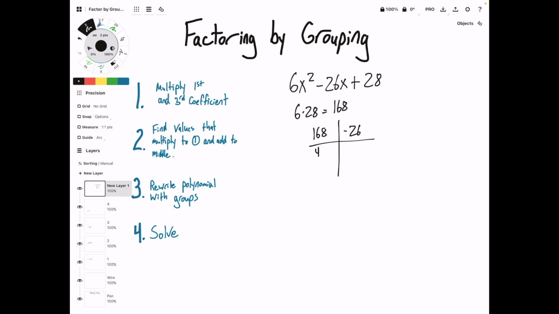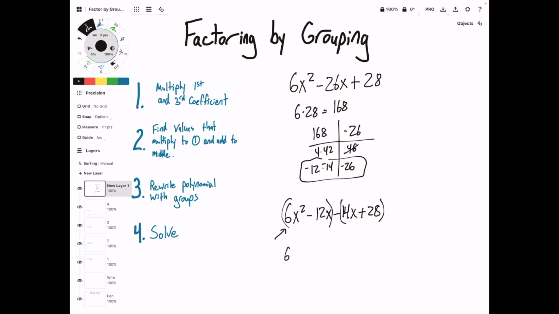We try 4 and 42. That's 46 over here. It's not right. Maybe 12 and 14. But we need to go negative, so it's going to be negative 12 and negative 14. So that gives us our negative 26. Okay, so we have our numbers. Step 3, rewrite the original polynomial. 6x squared minus 12x minus 14x plus 28. Group.